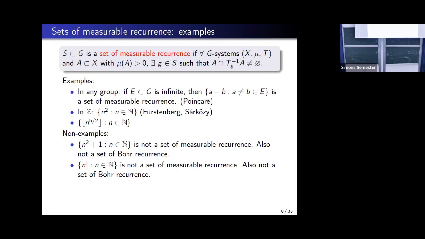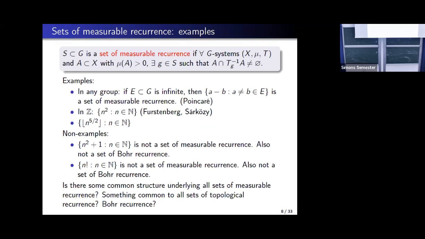So, non-examples. n squared plus 1 is not a set of measurable recurrence. It's not a set of Bohr recurrence because it's not recurrent for the group rotation on 4 points. It's a little bit harder to see why n factorial is not a set of measurable recurrence, but it turns out there are circle rotations for which n factorial is not a set of recurrence. So it's really not a set of Bohr recurrence either.